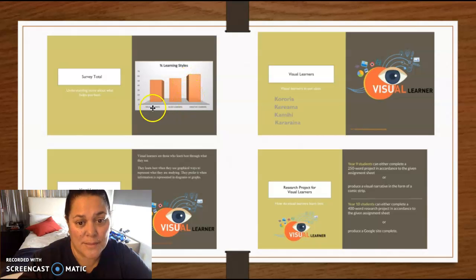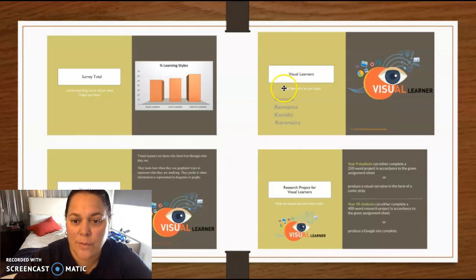Then I was able to group them into the learning styles, and I kept it pretty simple at this stage with visual, audio, and kinesthetic. And then I discussed with the students what exactly these styles meant and what it meant to them, looking at the results. So it was a really good conversation. Then I gave them the option, and I tried to actually apply it to their learning.